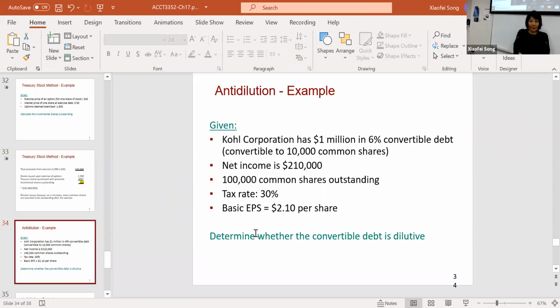Anti-dilution. So as we said, it's possible, so we have to deal with the situation, right? So this is an example of what might happen when there's anti-dilution.